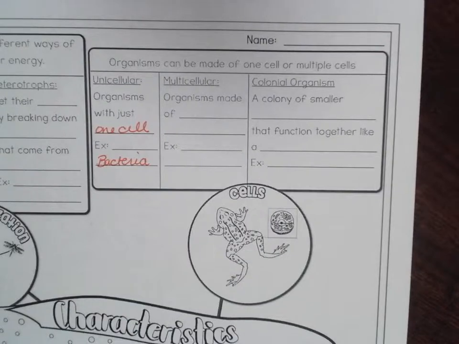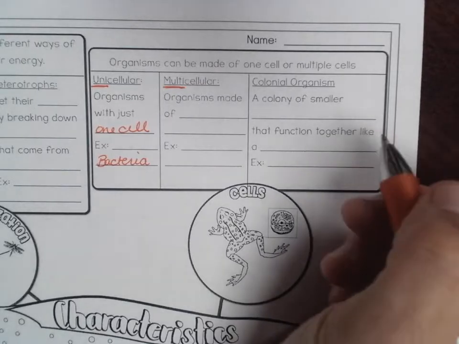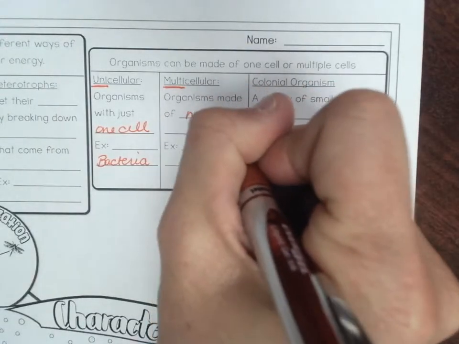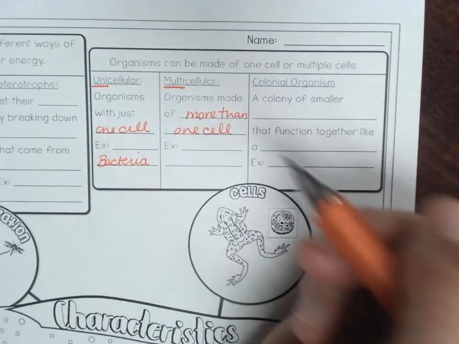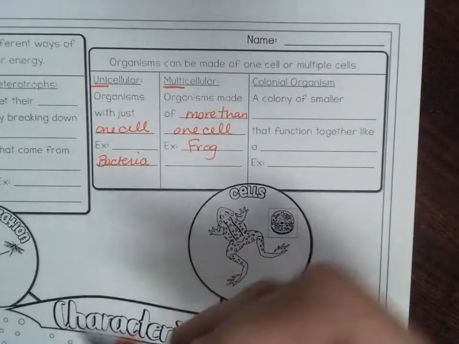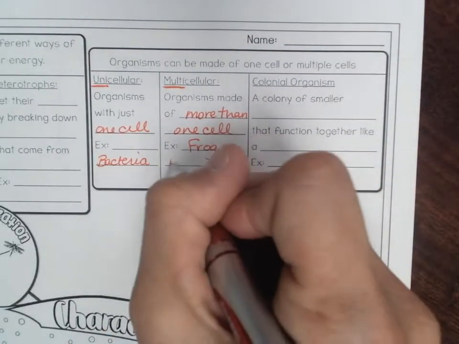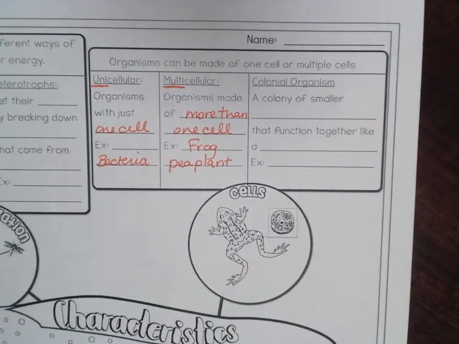Okay, multicellular organisms are organisms made up of more than one cell. The multi is many, uni is one. So multicellular are organisms made up of more than one cell. An example here, since we're talking about a frog or a tadpole in this picture, we'll do frog or a pea plant or humans, animals. Those are all multicellular.